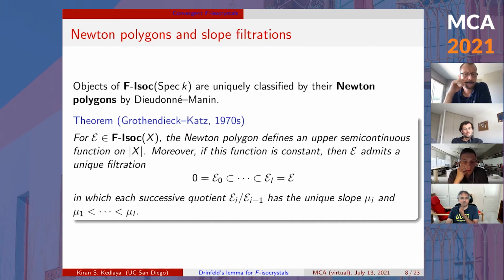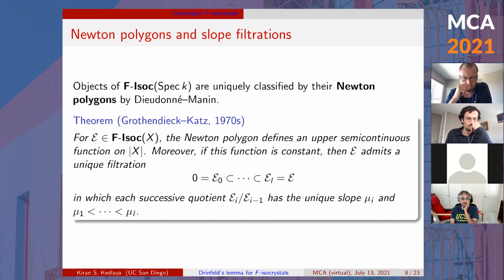But what is true over, say, X is that for the Newton polygon defined by, for every point, you base change to a geometric point and use Dieudonné-Manin to read off the Newton polygon. That turns out to define an upper semi-continuous function on X. So you get a stratification by these things. And if the Newton polygon is constant, then you get a filtration which separates the slopes of the Newton polygon. You get a filtration where the successive quotients each have a constant Newton polygon consisting of one flat segment, and the slopes of those segments go in order. The usual convention is that they go in ascending order, which is kind of backwards to the convention from slope theory of vector bundles, but it's pretty well entrenched.